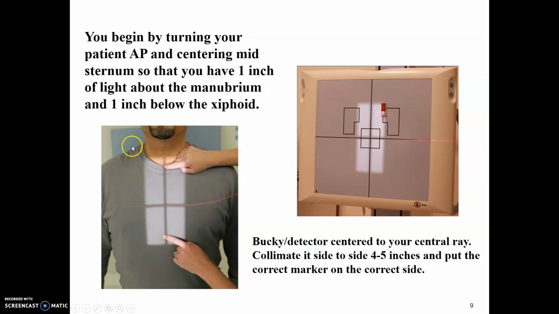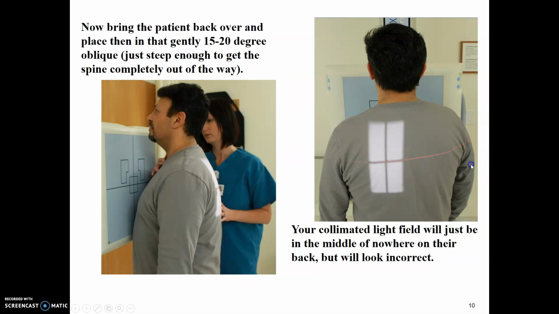I always start with my patient AP, and I find my light field height-wise first. It's easier. I find their jugular notch, and I want to put my light above here where their finger is. You can find their xiphoid tip if you need to. I tend to just find my height on the top and then turn them around. Okay, so you've centered to your bucky, you're height-wise correct, and then you simply put them into the RAO, into the 15 to 20 degree oblique.